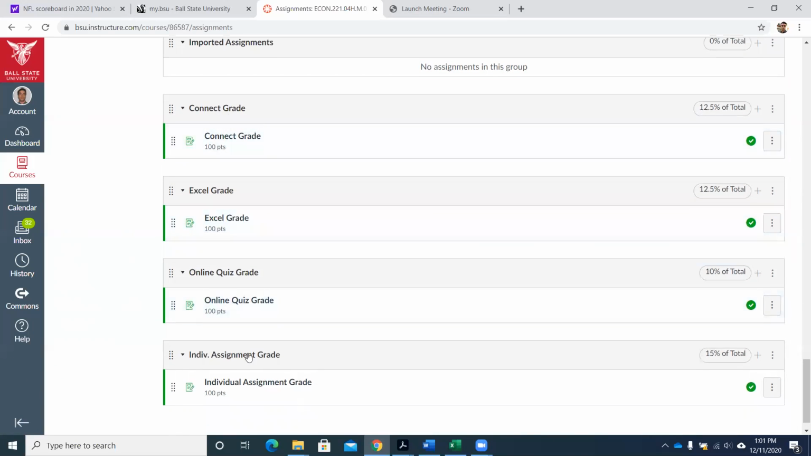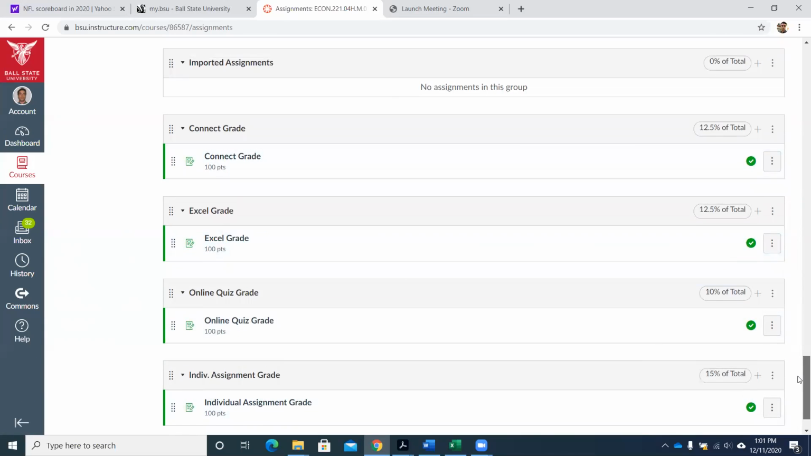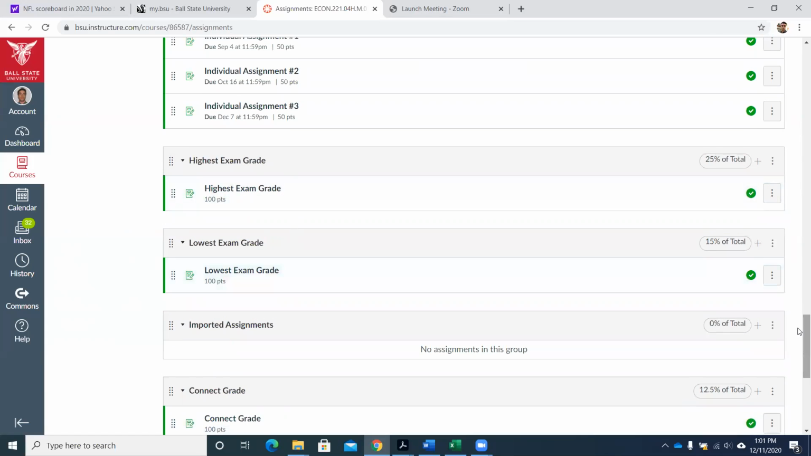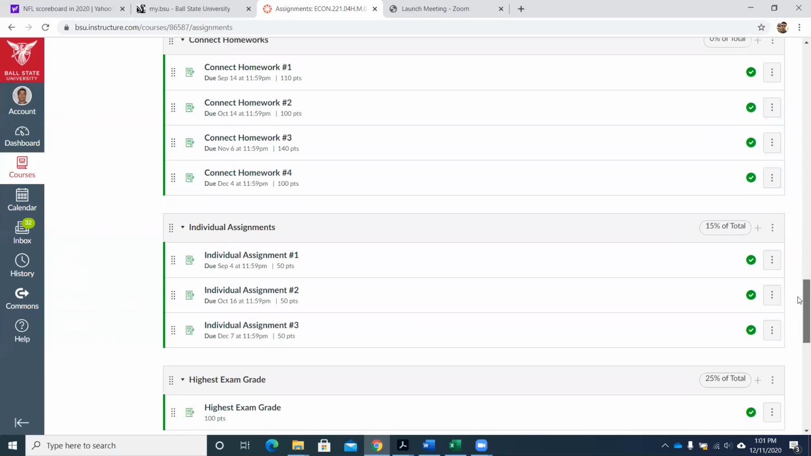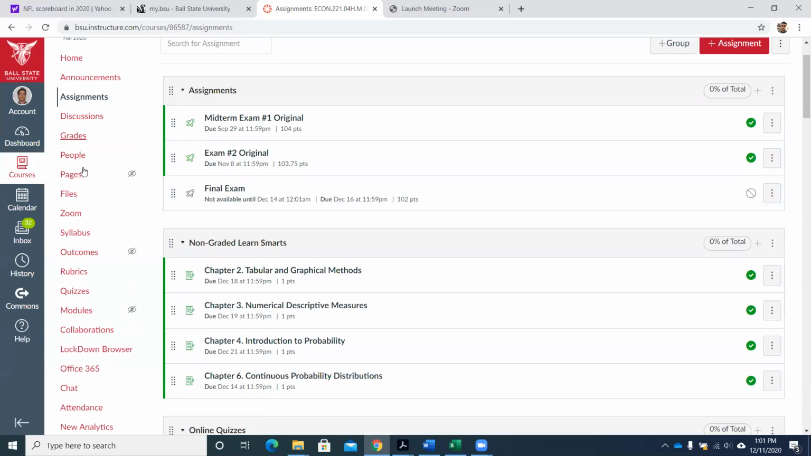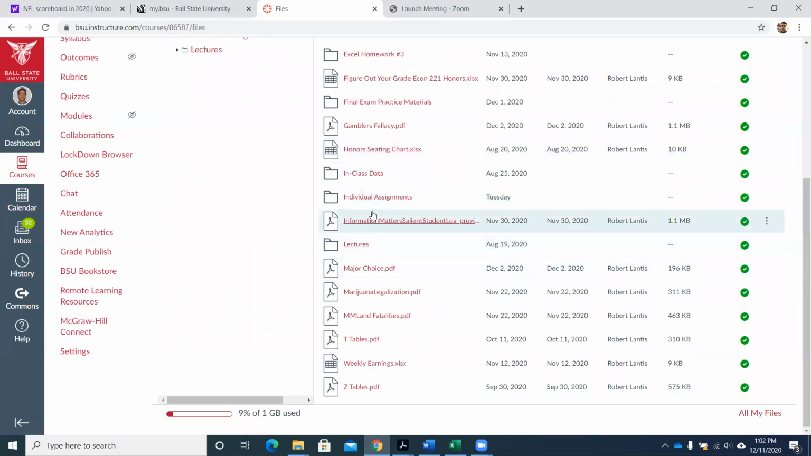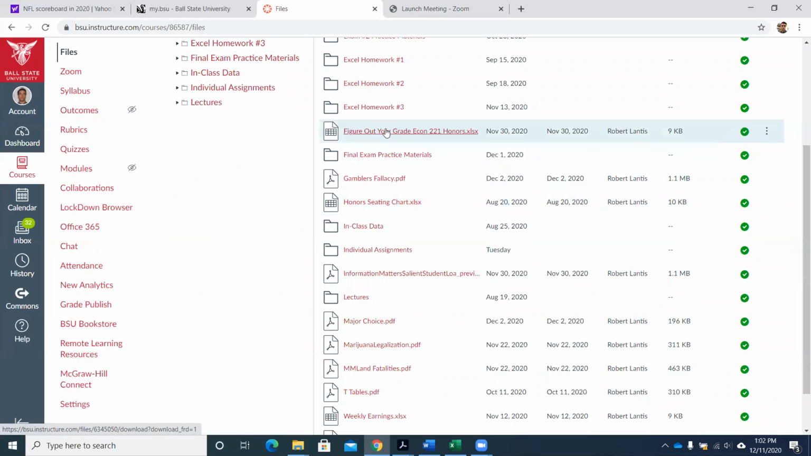Okay, so these are going to be your grades in those 4 different homework type categories. And then obviously you have your highest and lowest exam grade, and then you can play around with, well, if I get this grade on the final, what would my grade be? That's the figure out your grade tool, which you can find under files. Here it is.